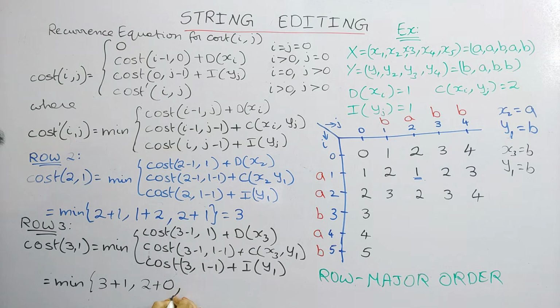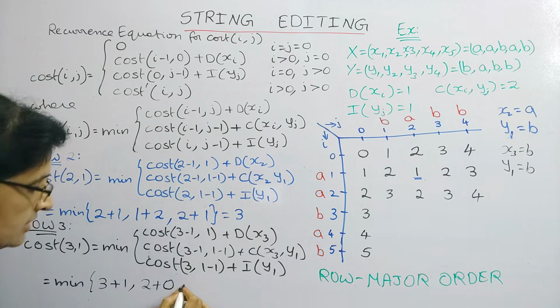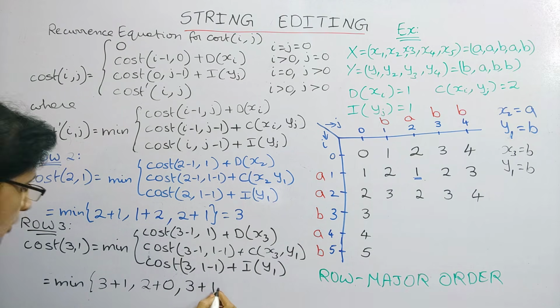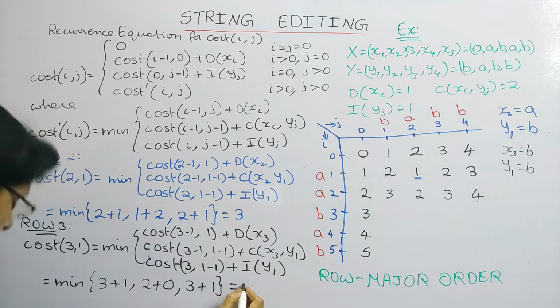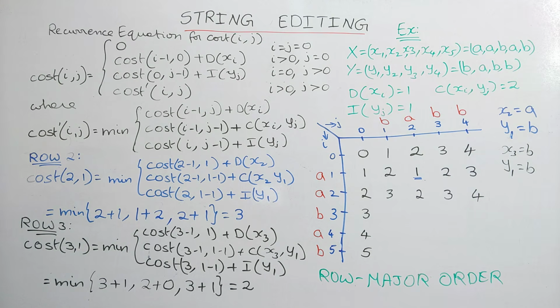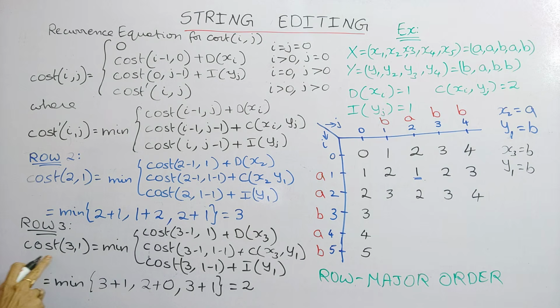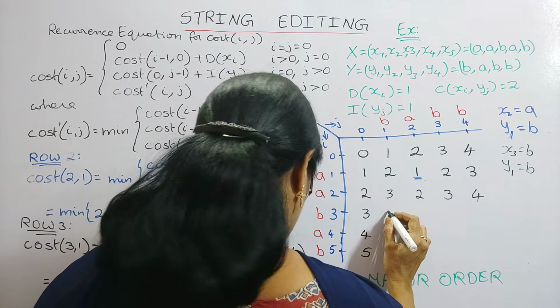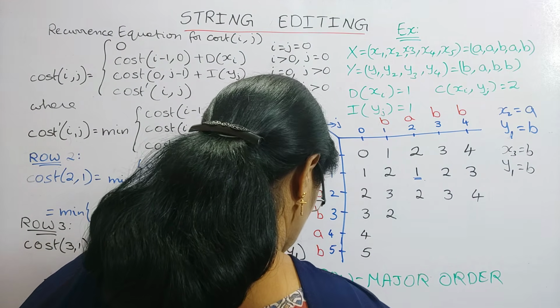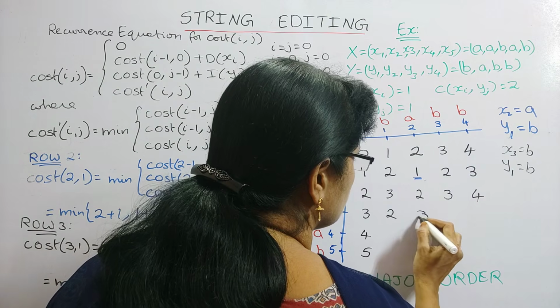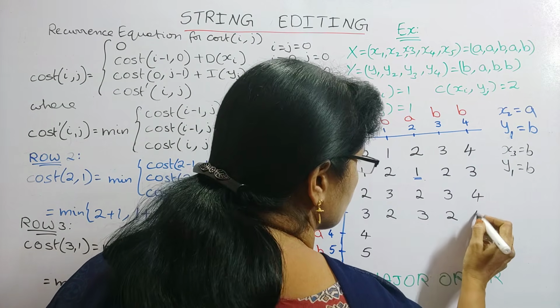And the next one is cost of 3 comma 0. 3 comma 0 is 3 plus the insert operation is 1. So it is again 2. So now you calculate for all the remaining values in this row. That is 3, 2, 3, 3, 3, 4. So those values are 2, 3, 2, 4.